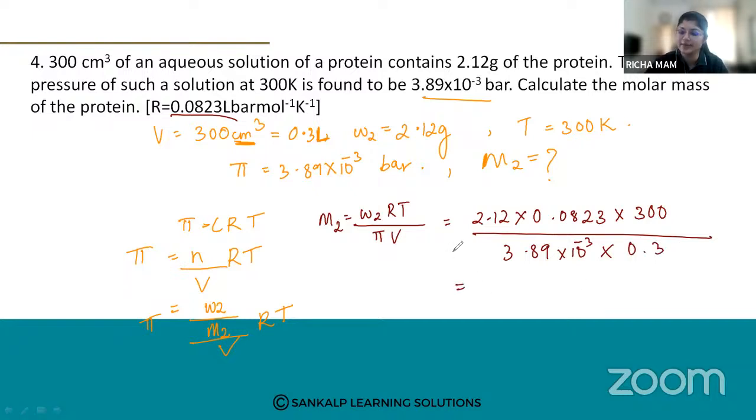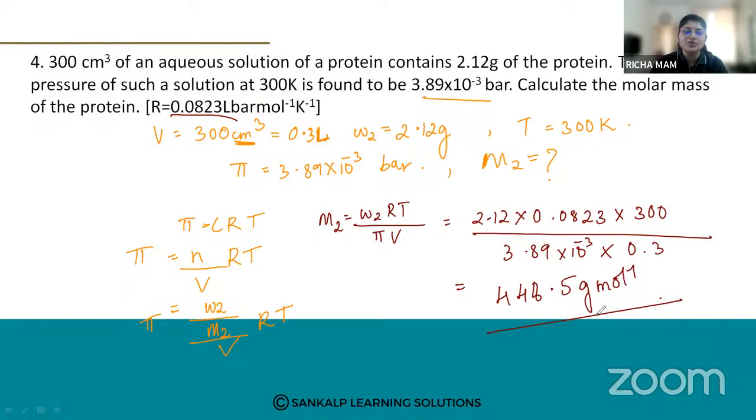What answer will you get? Just check. See what answer you are getting. 448.51, okay, 448.5 gram per mole. So this is the answer. Everybody else is also getting the same.